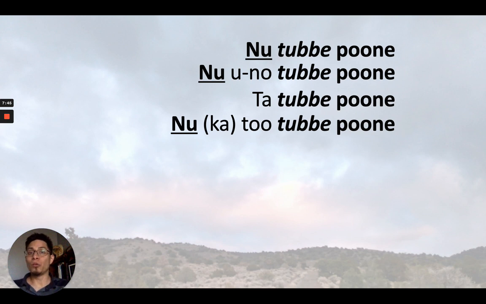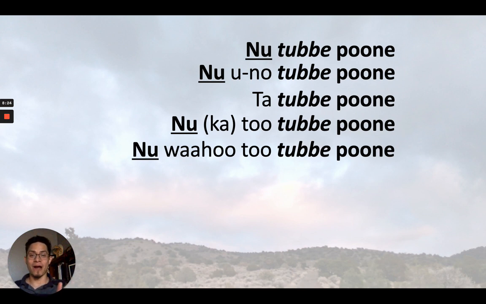Now, what if you want to say what color the rock was that you saw? Well, here's one example. Ne katu tebi puni. Tu is how you would say black. Tu tebi, black rock. Okay? And that ka, I put it in parentheses because, again, it's optional. You don't necessarily need to say it. It'll still make sense if you say ne tu tebi puni, means I see a black rock, or ne ka tu tebi puni. Same thing. I see the black rock.